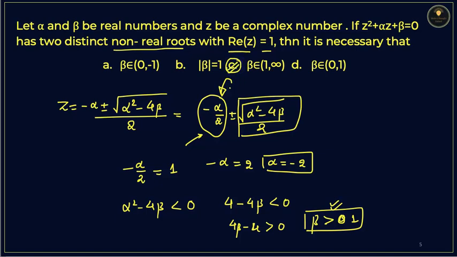So there are two conditions that you have to take: that alpha by 2 should be a real number, and 4 minus 4 beta should be less than 0. That's why you are getting beta greater than 1.